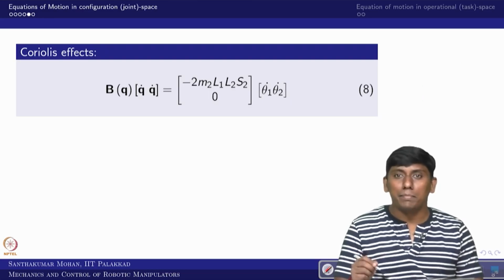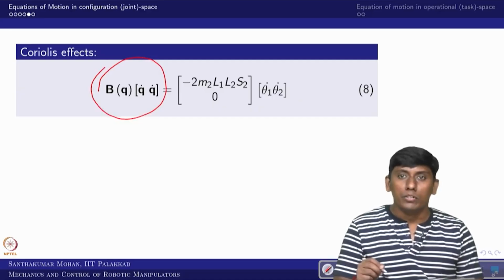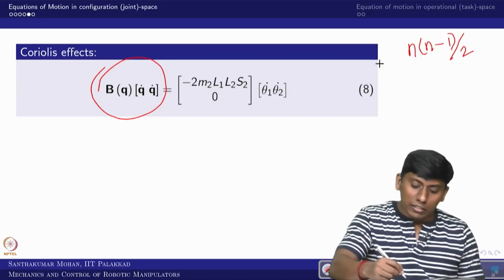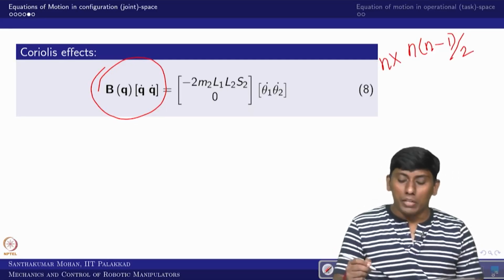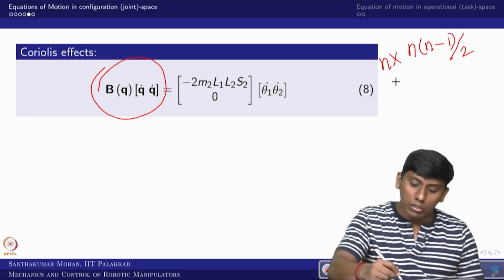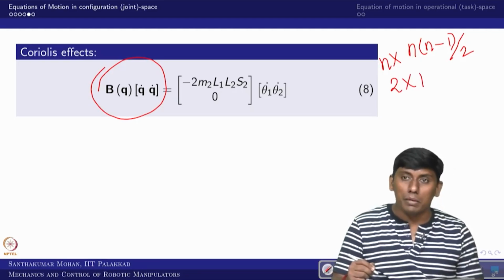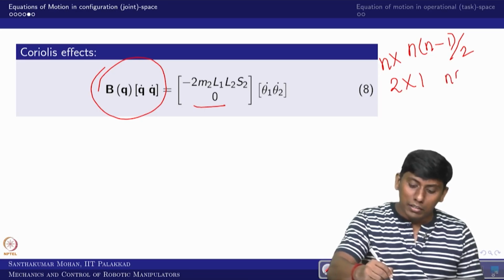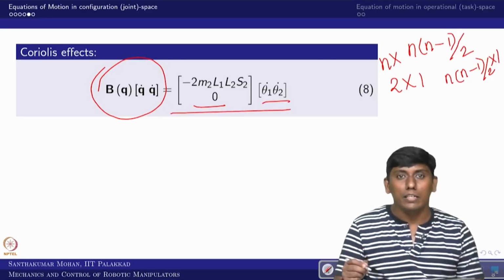This is not having any specific property, but what you can see is that the Coriolis effect can be written in this form. As I already said, n into n minus 1 whole divided by 2 is the size of the vector. So now this matrix is n by n(n minus 1)/2. Here n is 2, so it is 2 cross 1, in the sense 2 rows and 1 column. And similarly, the other one is n(n minus 1)/2 cross 1, so it is 1 cross 1. So this is what we have seen as the Coriolis effect.